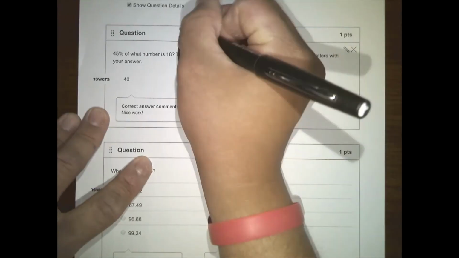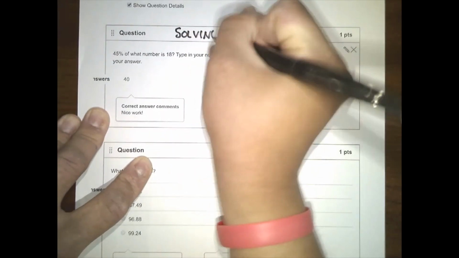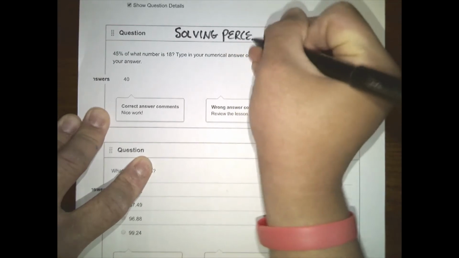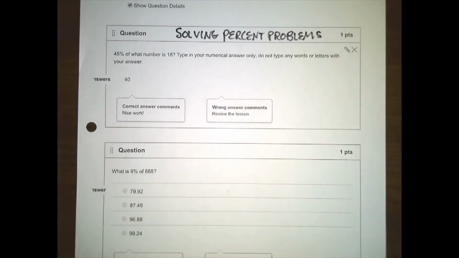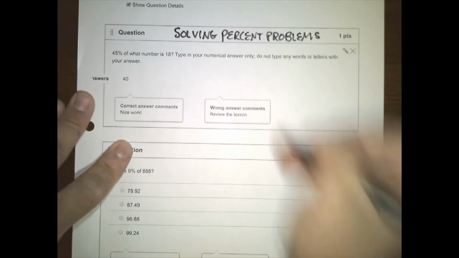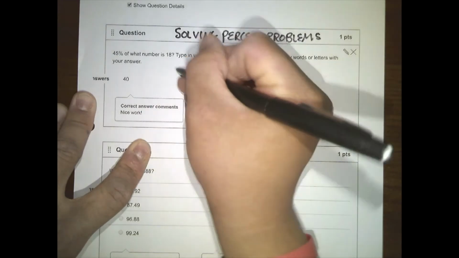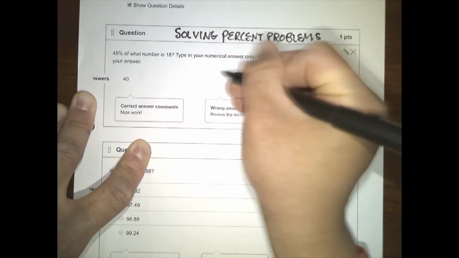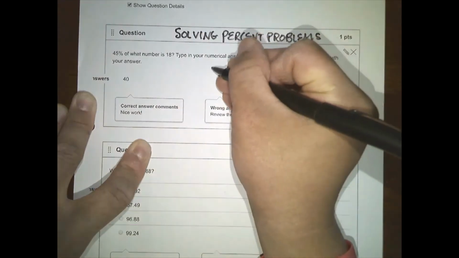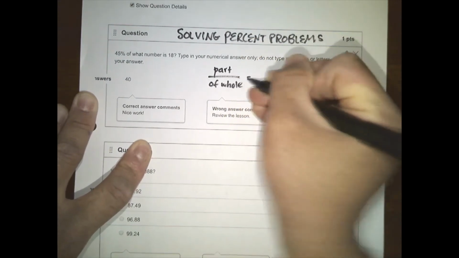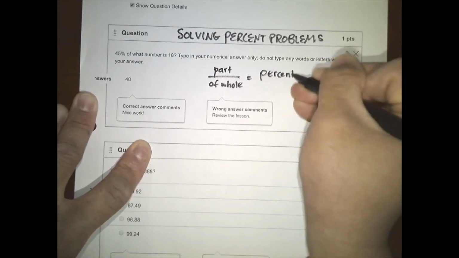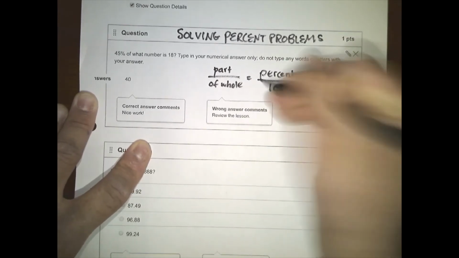So let's start on this section of solving percent problems. If I have 45% of what number is 18, then what I know is that I always have the format: part of a whole equals some percent out of 100.